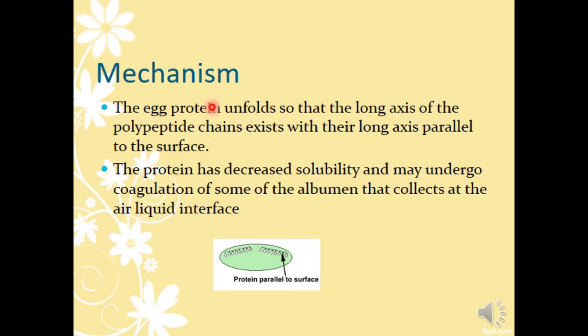So what is the mechanism behind the foaming of protein? Let us take egg protein as an example. When egg protein undergoes whisking or beating, it becomes denatured, meaning unfolding of the protein structure will happen. This unfolding will lead to the formation of a long axis of polypeptide chain here, and this will be parallel to the surface which is in contact with the air.